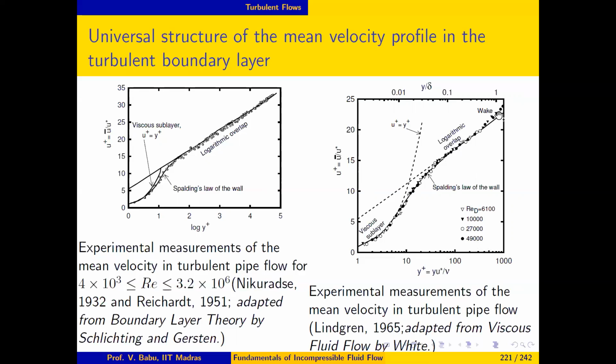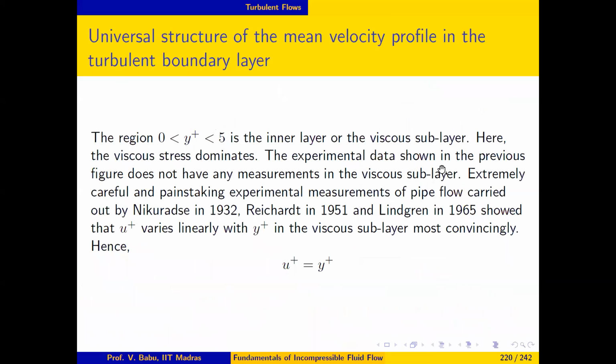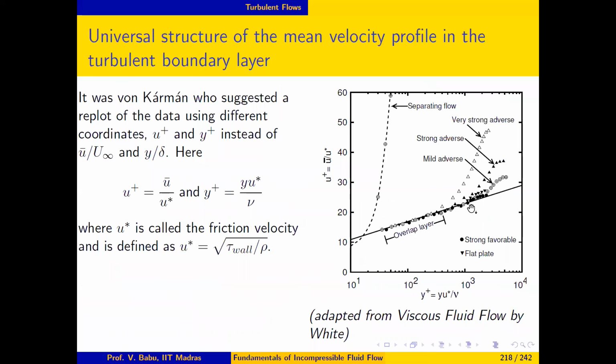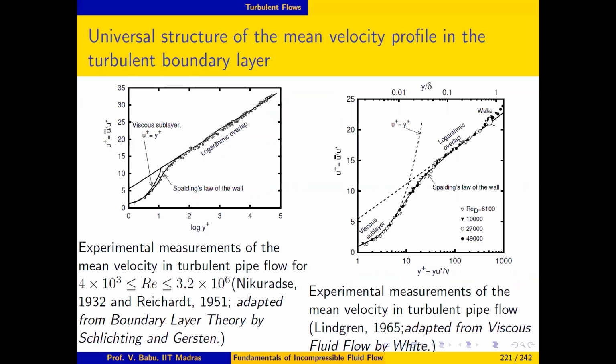For the external flow, we mentioned that there was no universality in the outer region. Each one seems to follow a different curve, whereas in this case, all the data, even in the outer region, seems to collapse onto a single curve. So it is quite interesting to see that a universal structure exists not only in the sublayer and the logarithmic overlap region, but also in the outer region in the case of pipe flow.